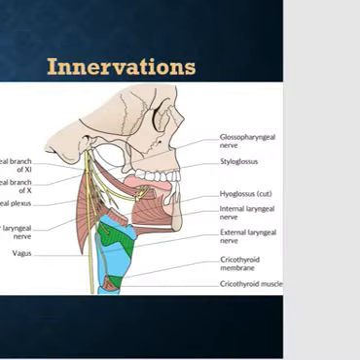Then talking about the innervation. This was what I was talking about. The pharynx gets its innervation from the pharyngeal nervous plexus, and majorly from three cranial nerves. The first one is the vagus nerve. The vagus nerve provides motor innervation to all the structures and muscles of the pharynx, except the stylopharyngeus.